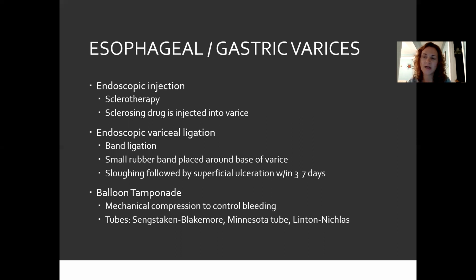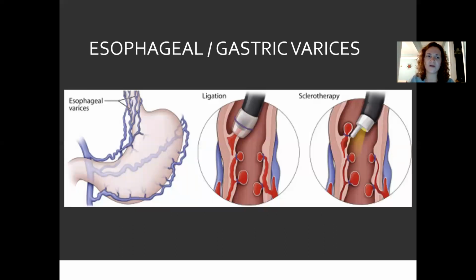or a Linton-Nachlas tube. Depends on your surgeon and the facility you work at as to which tube you're going to get, because that balloon tamponade will stay in there for a while. We'll talk about it in the next slide here. So this is what it looks like. These are what the esophageal varices look like. We can go in and ligate and do the sclerotherapy, put a band around the vessel here, and it will stop the bleeding, and then it'll turn into that superficial ulceration and heal. And then we have the ligation, that's the band there. You can also inject a sclerosing drug directly into that area.